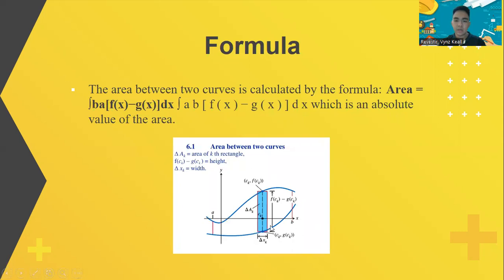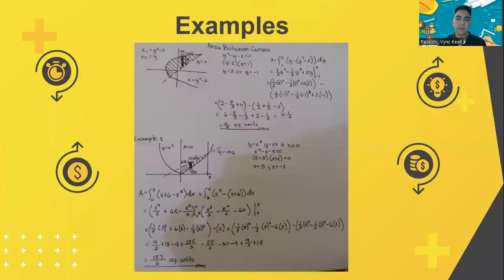So this is the graph and the formulas that we are going to use later. We need to remember that. So for example, the area between two curves. The given are x sub 1 equals y squared minus 2 and x sub 2 equals y. So this is the graph.